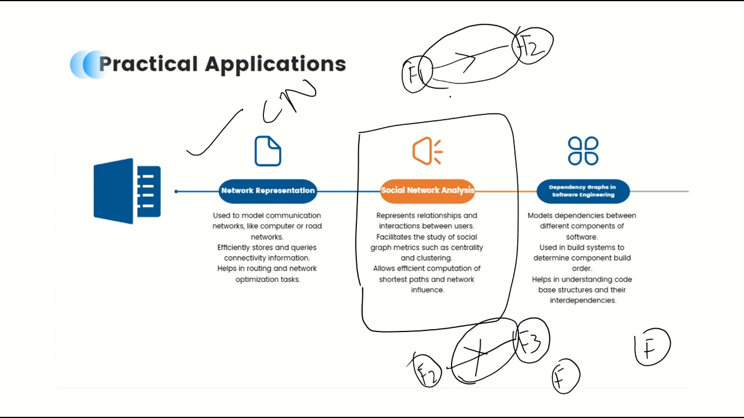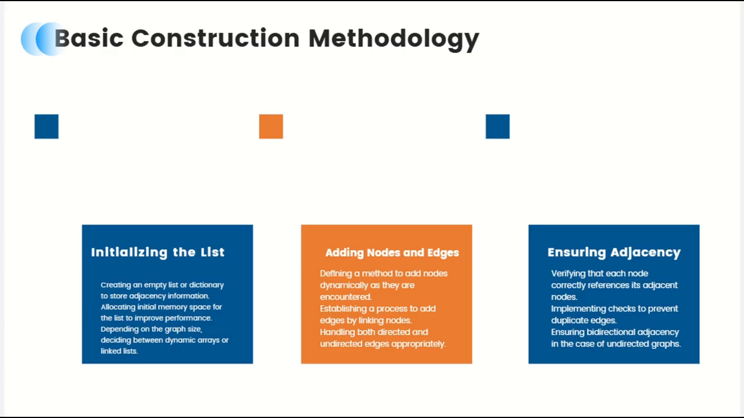So, social media networks or social media connections will be the best example to describe an adjacency list. Now, dependency graphs in software engineering: we use different components of software engineering in our day-to-day life. The best example is build systems, to determine a component build order. That is also an example, but I definitely suggest the social media example is the best way to understand an adjacency list.